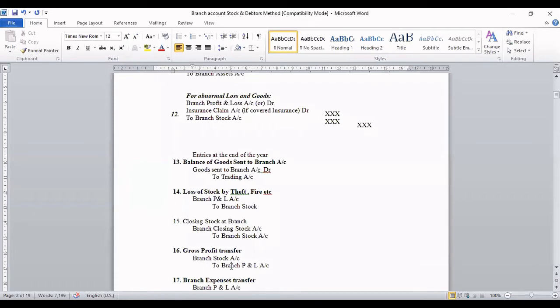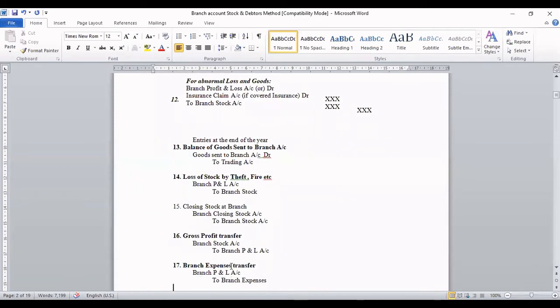Okay. Then the next one is branch expense account, which you have prepared. This account also we close, and the difference we transfer to branch P&L again. So for that, the entry will be branch P&L account debit to branch expenses. When you close branch expense, the balance we have to transfer to branch P&L. So the entry is branch P&L account debit to branch expenses.